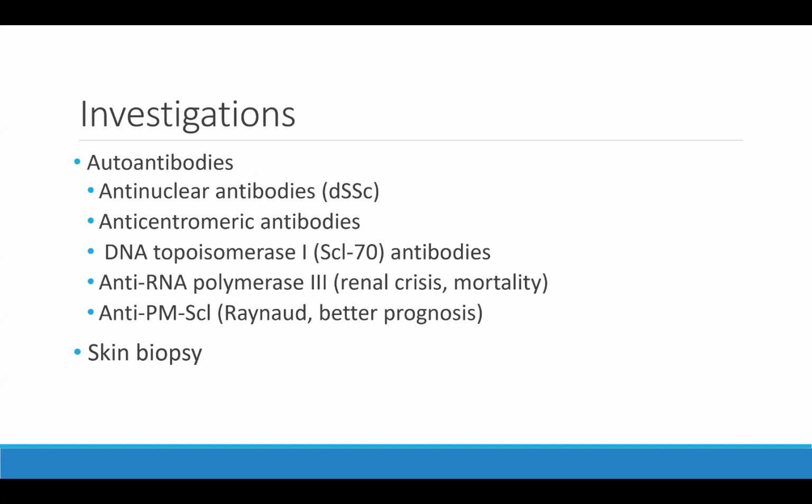Investigations include autoantibodies such as anti-nuclear antibodies for DSSC, anti-centromeric antibodies, DNA topoisomerase 1 or SCL70 antibodies, anti-RNA polymerase 3 in those with renal crisis and poor prognosis, anti-PM/Scl in patients with Raynaud's phenomenon, and foretells better prognosis. You can also perform skin biopsy.